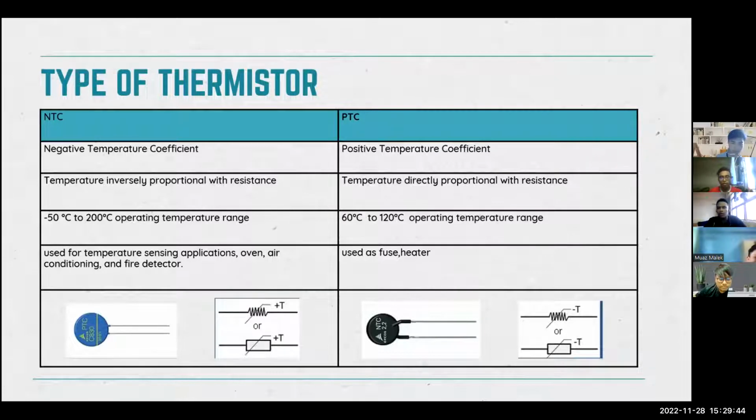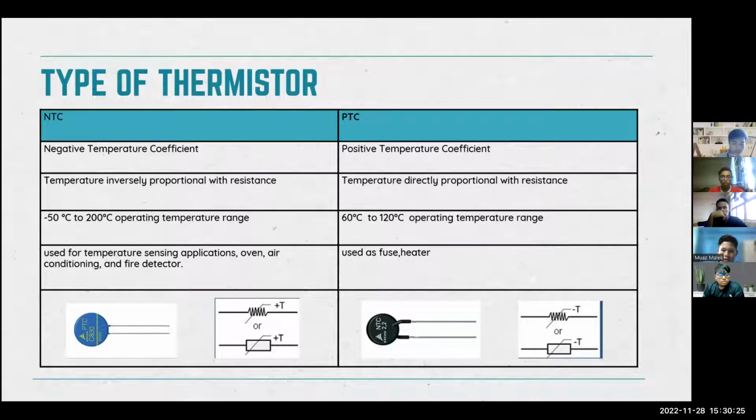Thermistor can be divided into two, which is NTC and PTC. NTC means negative temperature coefficient, while PTC is positive temperature coefficient. For NTC, temperature is inversely proportional with resistance, which means when the temperature is decreased, the resistance will be increased. For PTC, temperature is directly proportional with resistance, which means when temperature is increased, the resistance also will be increased. For the temperature range, for the NTC, negative 50 degrees Celsius to 200 degrees Celsius. For PTC, 60 degrees Celsius to 120 degrees Celsius.